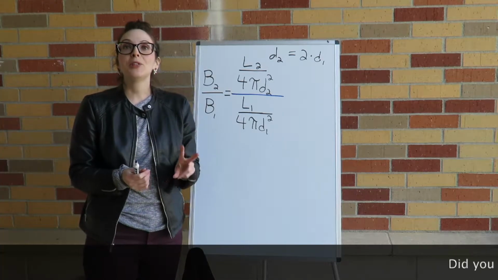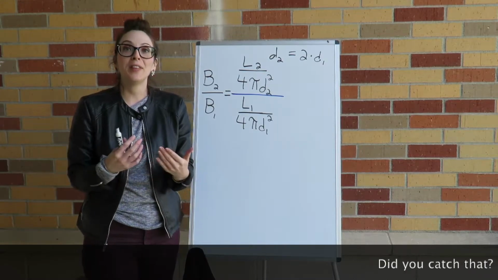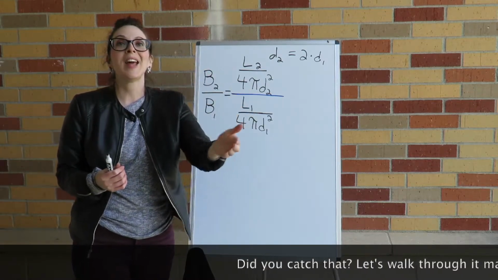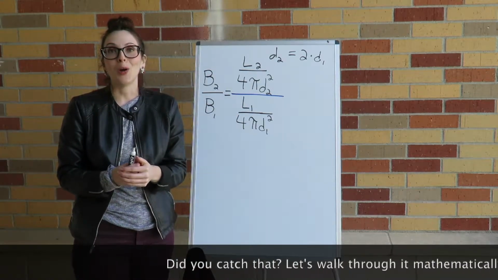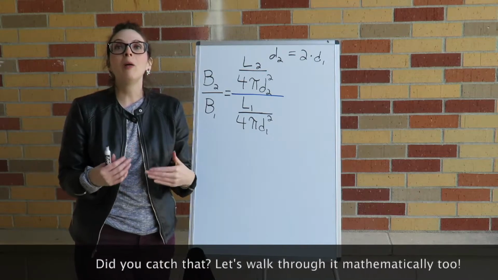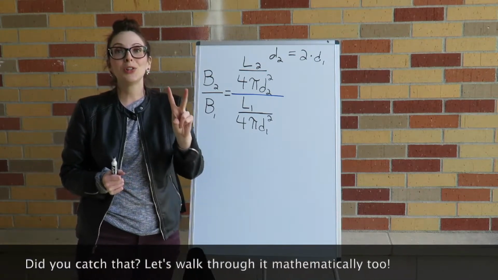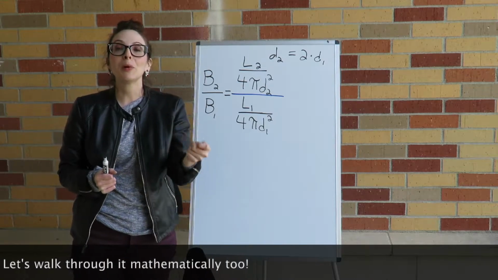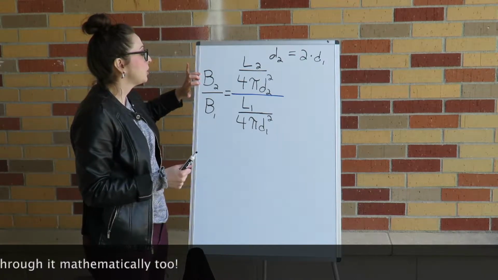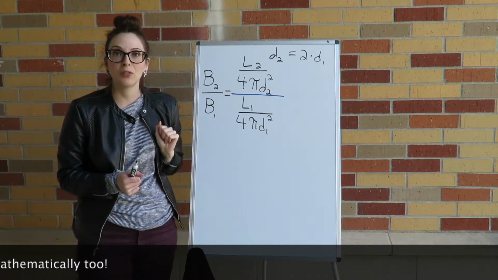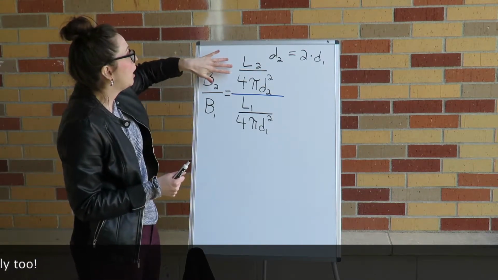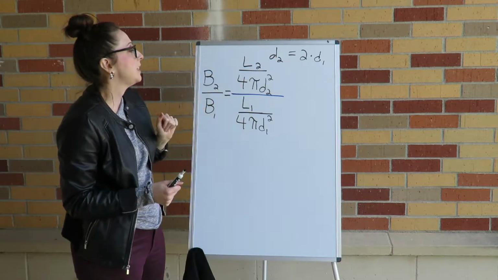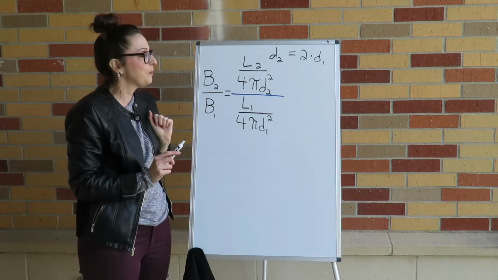Suppose we have two stars, and they both have the same luminosity. But star 2 is twice as far away from us as star 1. And we want to figure out how much fainter star 2 is compared to star 1. In order to do that, we are going to set up a ratio of the brightness of star 2 to the brightness of star 1. And remember that our brightness we can write as the luminosity of the star divided by 4 pi d squared, which is the surface area of a sphere.